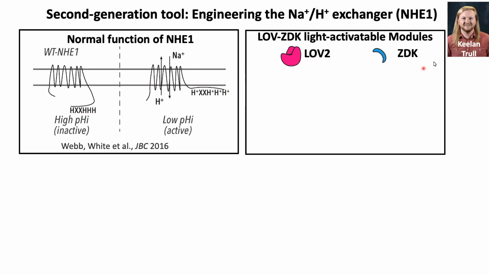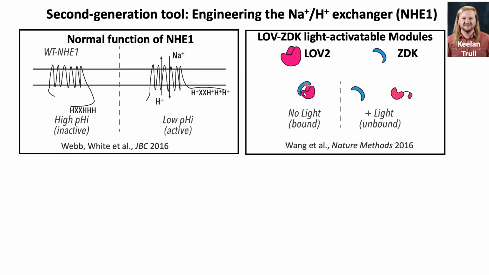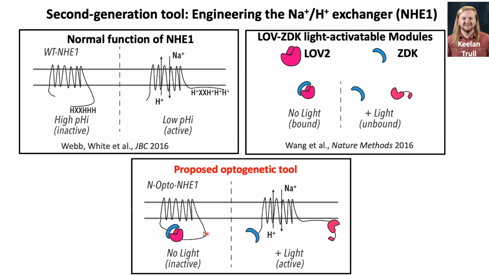This utilizes LOV2, which is a light activatable domain, and ZDK, which is a peptide that binds LOV2 only in the inactive, dark conformation. Upon stimulation with light, LOV2 undergoes an unfolding, ZDK no longer binds. And so we proposed using this to control association of the C-terminal tail with the inner leaflet of the plasma membrane. Using light activatable modules with the addition of light, we can induce dissociation of the LOV2 and ZDK and allow association of the C-terminal tail with the inner leaflet of the plasma membrane to turn on enzyme activity, transporter activity.